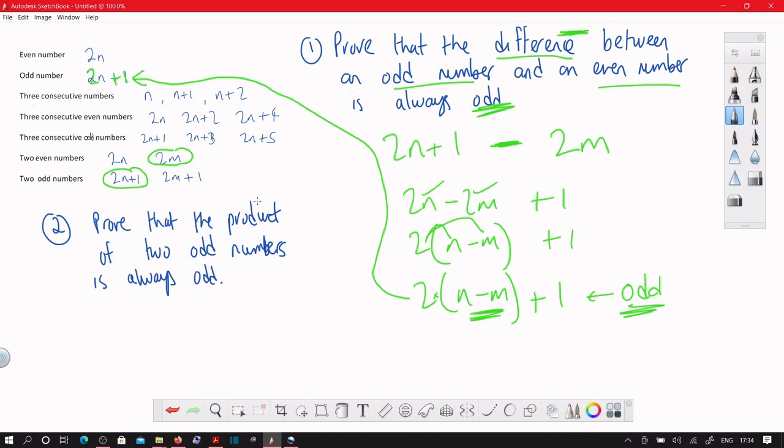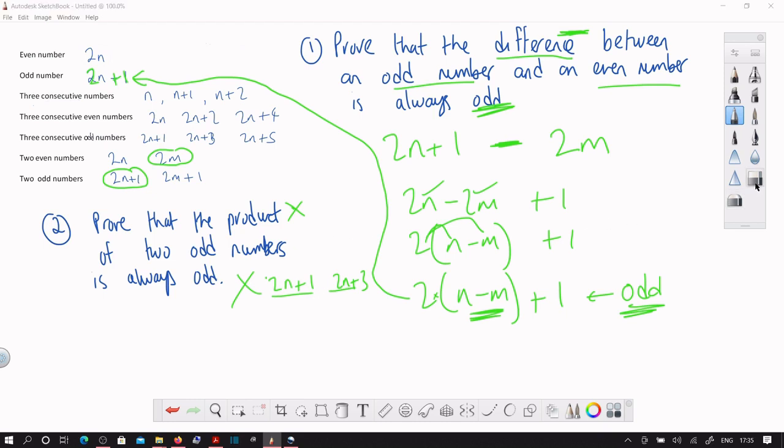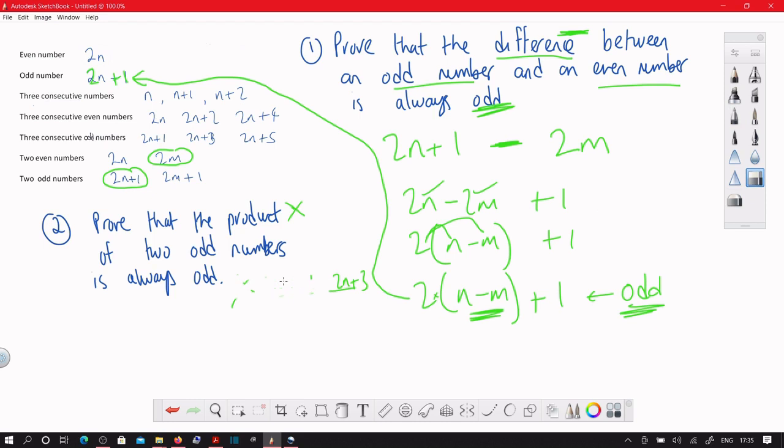Next one, prove that the product, now product means times, of any two odd numbers is always odd. Notice it does not say consecutive, so we don't use the same letter. So do not do this for two consecutive odd numbers. If you're thinking about this, let's say 2n plus 1 and then 2n plus 3, that's not allowed. These are not consecutive. These are any two random odd numbers.